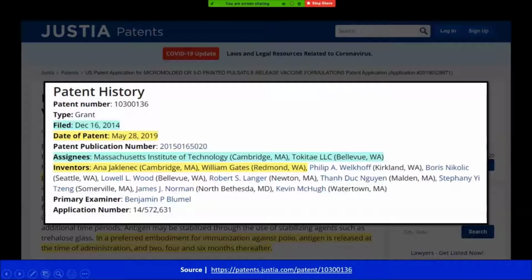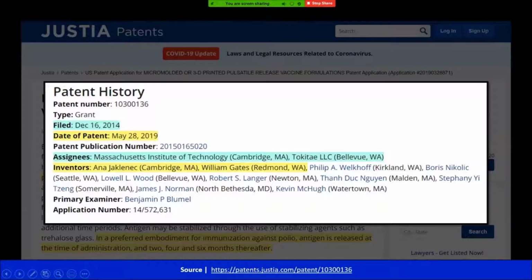So if we take a look, here's a patent. Patent number 103000136. You could pull this up on Google if you want. It was filed on December 16th, 2014. Date of the patent, May 28th, 2019. Oh, so that was just last year, okay? So it was filed for patent in 2014. That's when Bill Gates started talking about the whole world could be wiped out by a pandemic virus. And then 2019, the patent's issued. It's good now, okay? You can exercise it.